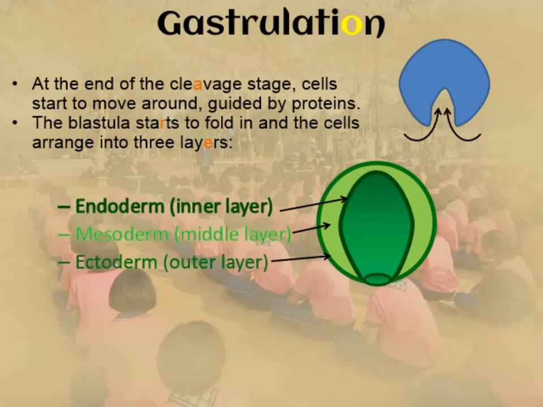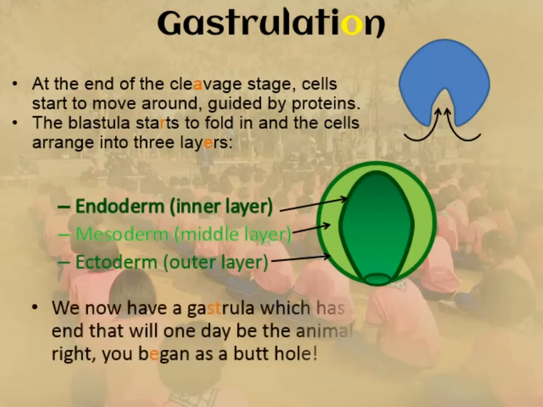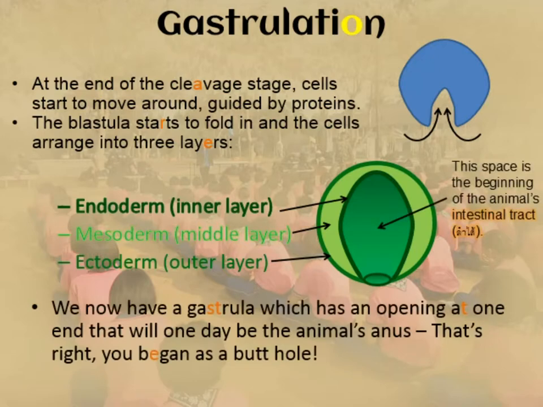layers. So you have the endoderm, which is the inside, the part that folded in. You have the ectoderm, which is the part that is on the outside of the cell and does not fold in. And then the mesoderm, which is the part in between those two, which is not on the outside or the inside, but between. So we now have a gastrula.